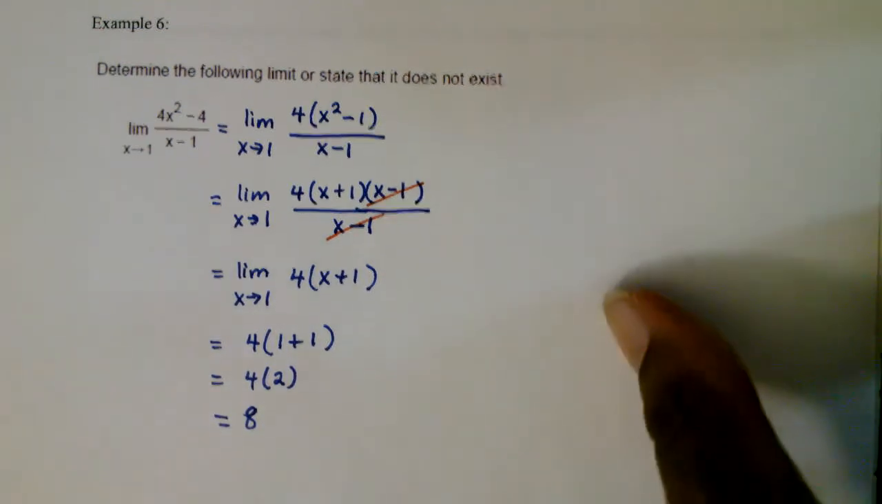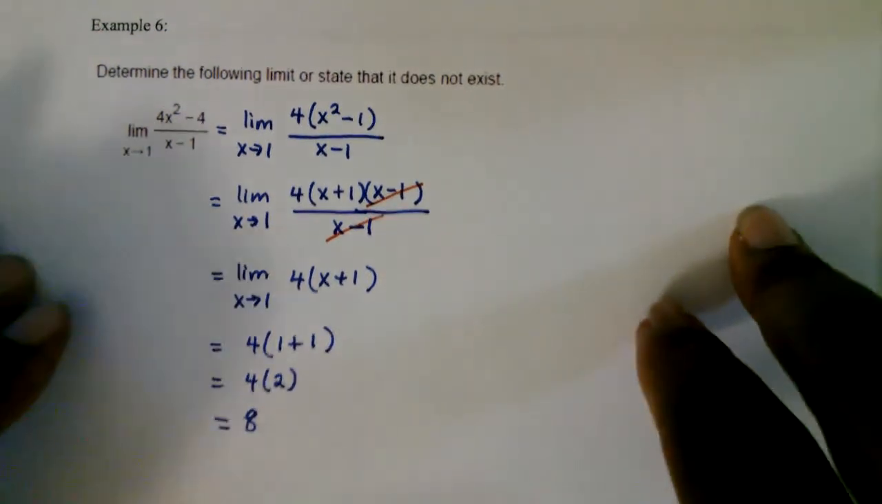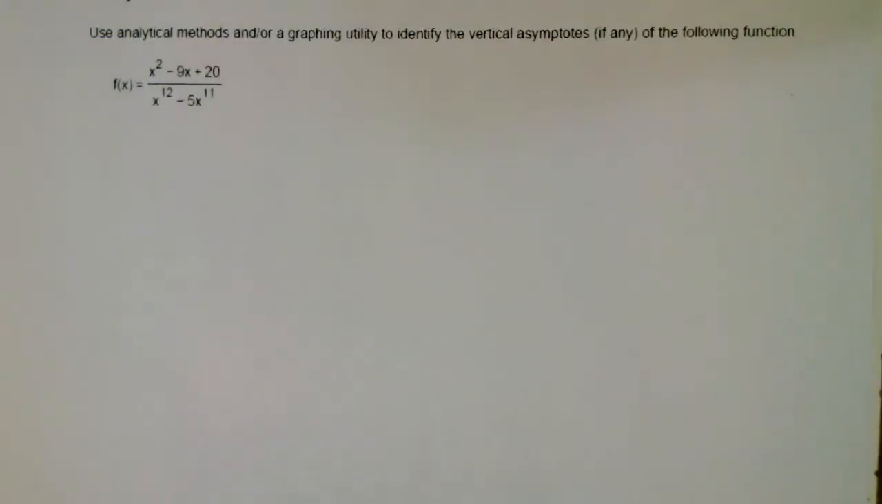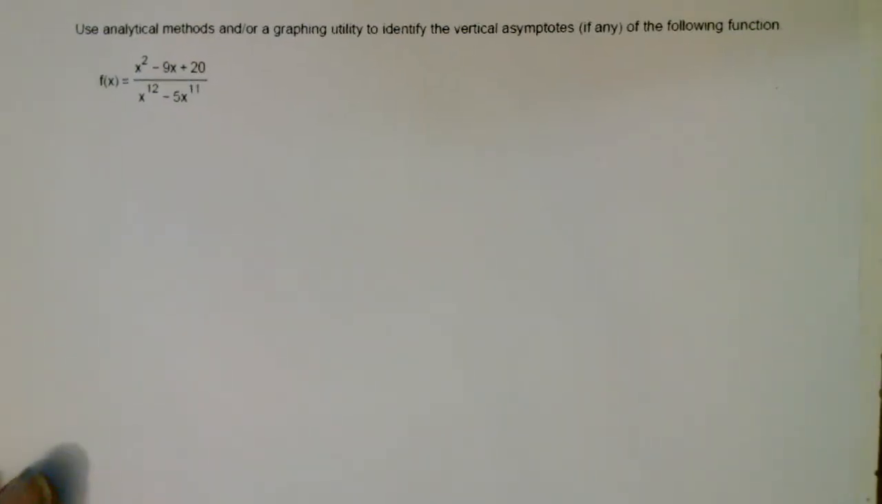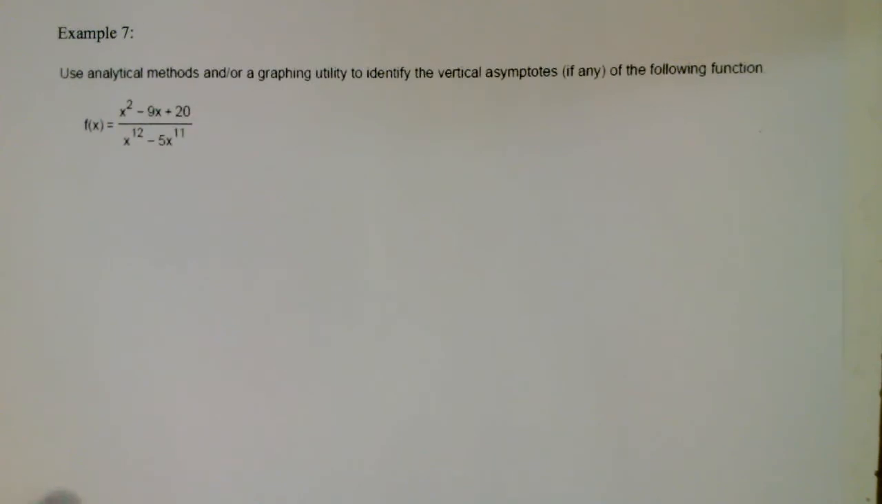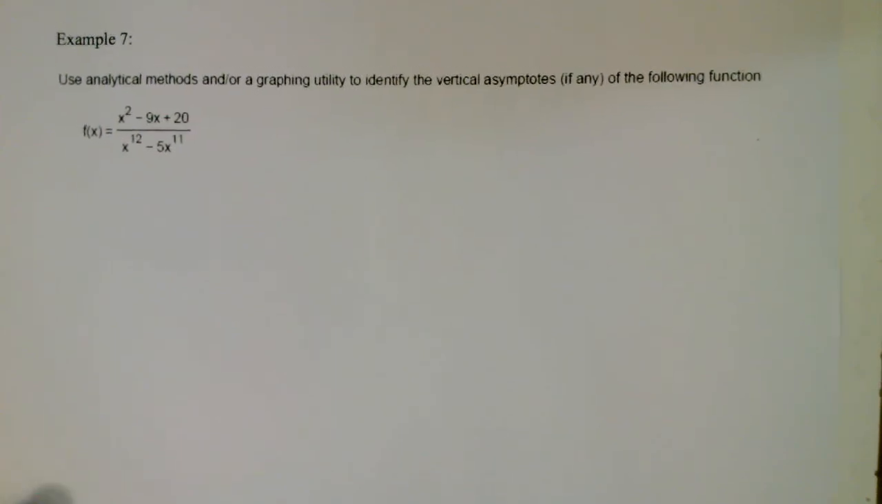All right. And on the last page of your handout is the last example for this video. Here we're going to use analytical methods and or a graphing utility to identify the vertical asymptotes, if any, of the following function. In this case, here we got f of x is equal to x squared minus 9x plus 20 divided by x to the 12th minus 5x to the 11th.